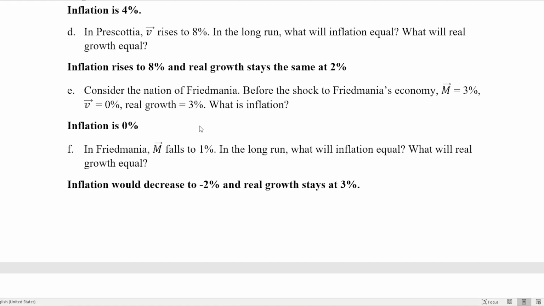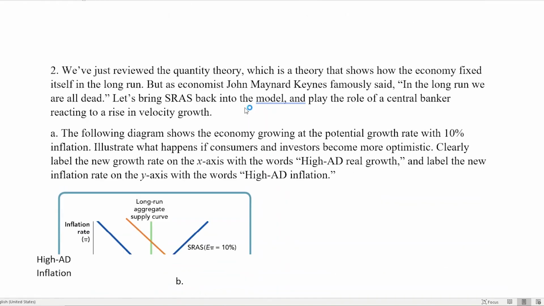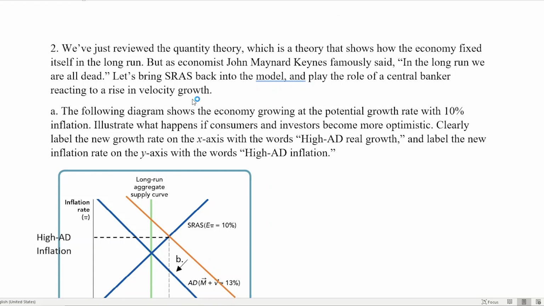And here in the M vector or the M value is decreasing by 2%, so it's going to 1%. So inflation decreases to -2% and real growth stays at 3%.